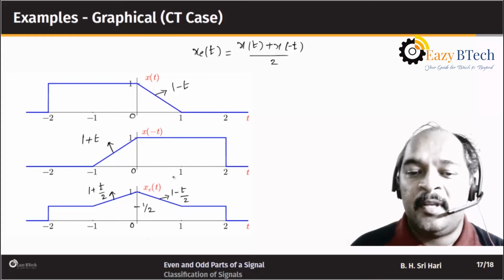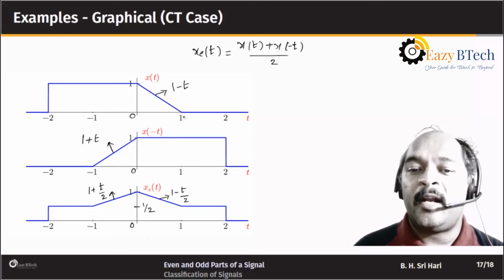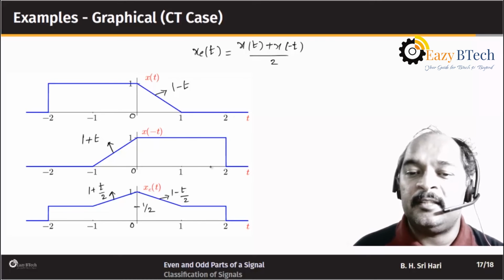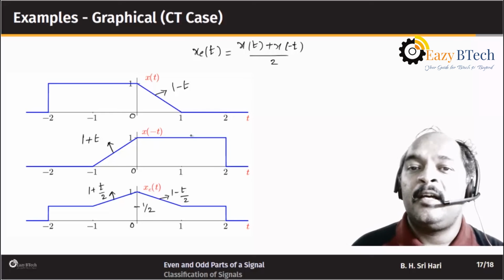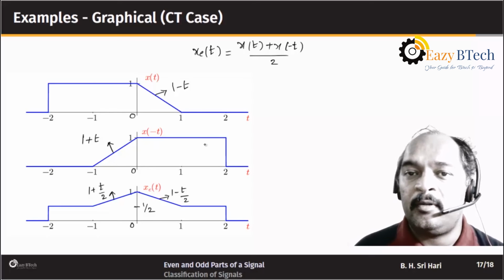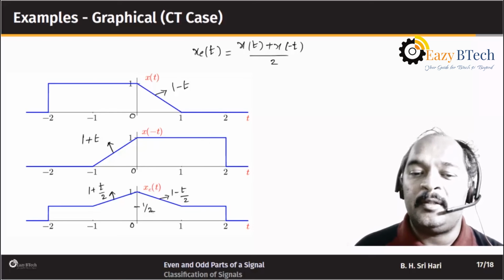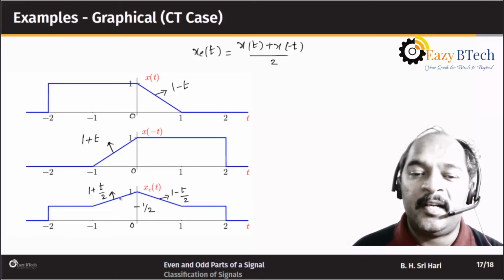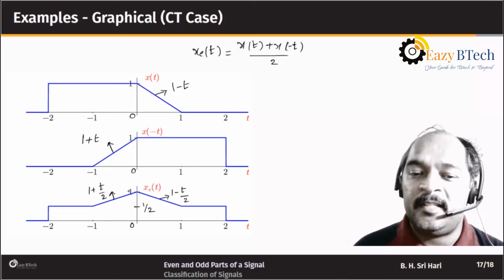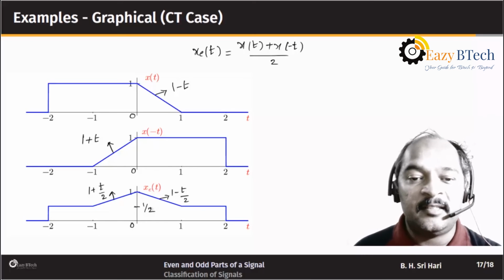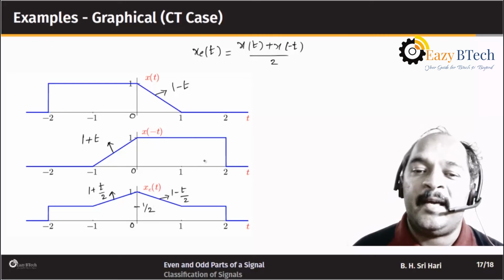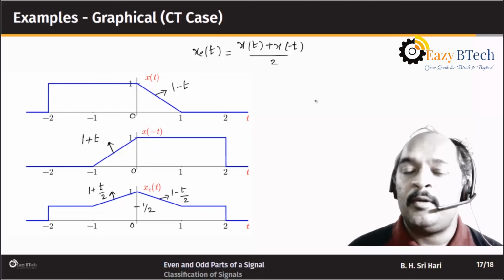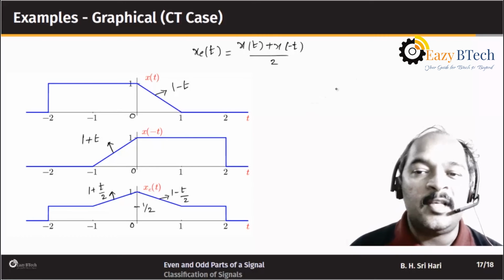So yes, and from 1 to 2, what happens? This signal is 0, and from 1 to 2, this signal is 1. If you add 0 plus 1, that should be equal to 1, and again you have to divide by 2, and hence you get half, and beyond that, it is 0. So definitely this would be the even signal. You can easily see that it is symmetric about the y-axis. Okay, so in that way you can find and plot the even part.